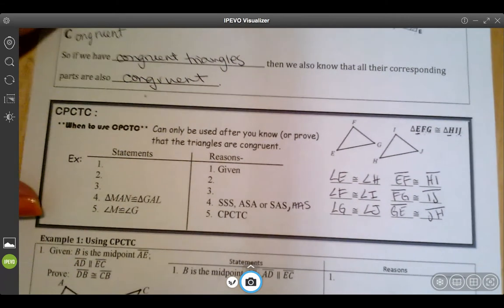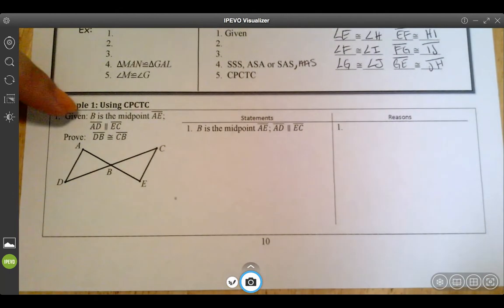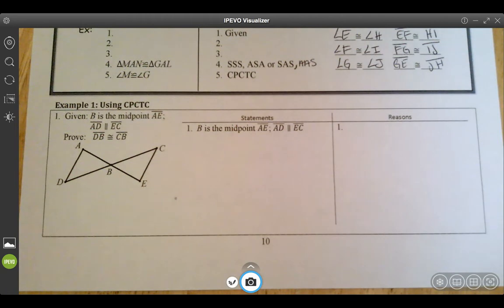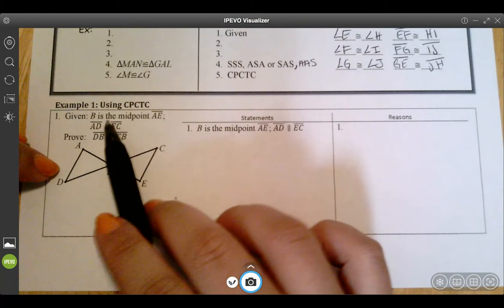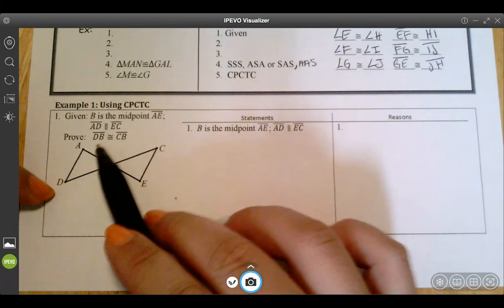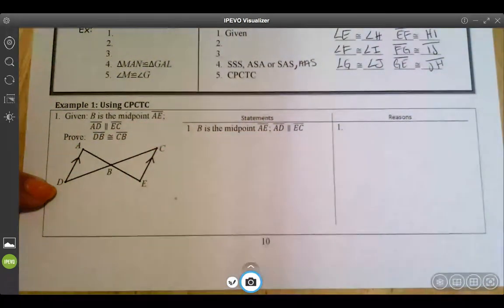Let's try making a proof. Okay, so here, notice we're given B is the midpoint of AE, AD is parallel to EC, and we want to prove that 2 other segments are congruent. Well, if I don't have any information about those segments, in order to prove that they're congruent, we need to prove that the triangles are congruent, and then use CPCTC. So let's start by marking what we know on our diagram. B is the midpoint of AE, doesn't give us anything to mark immediately. AD is parallel to EC, that we can mark with arrows, not congruence marks, but arrows.